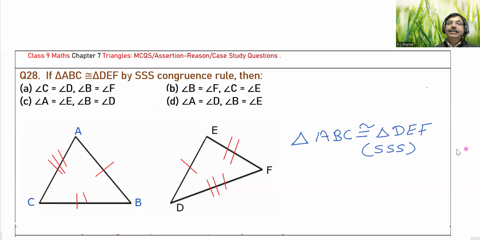By congruency, angle A is equal to angle D. Angle B is equal to angle E. Angle C is equal to angle F. So which of the following options is correct? So angle A is equal to angle D and angle B is equal to angle E. D is the correct option.